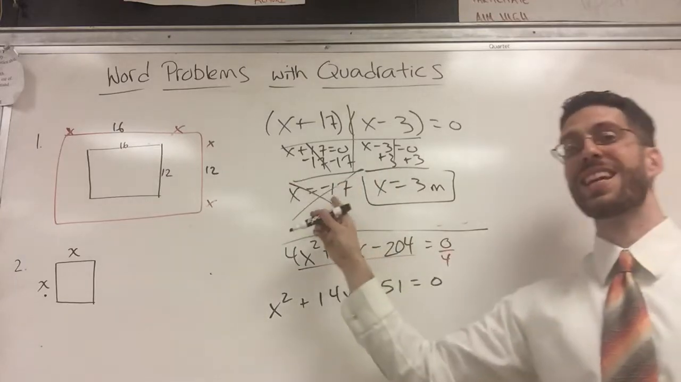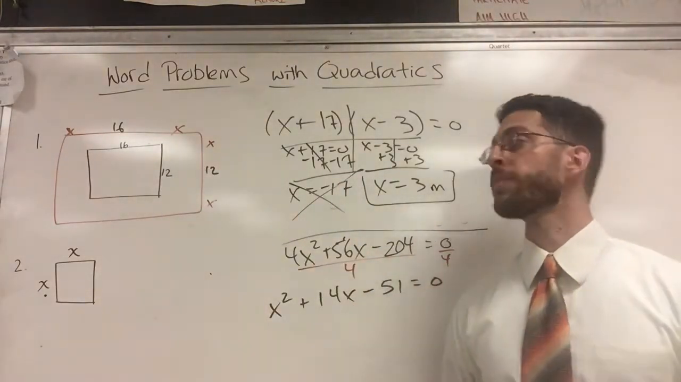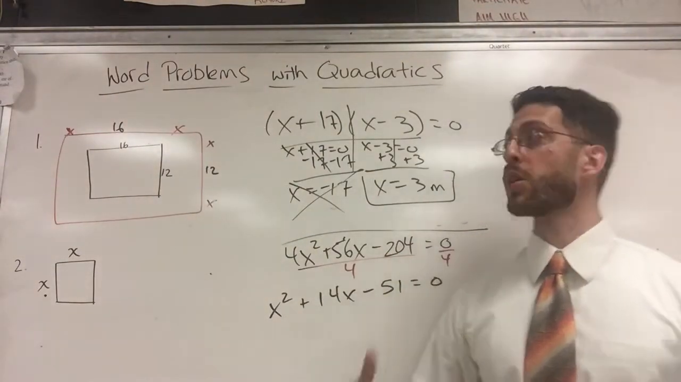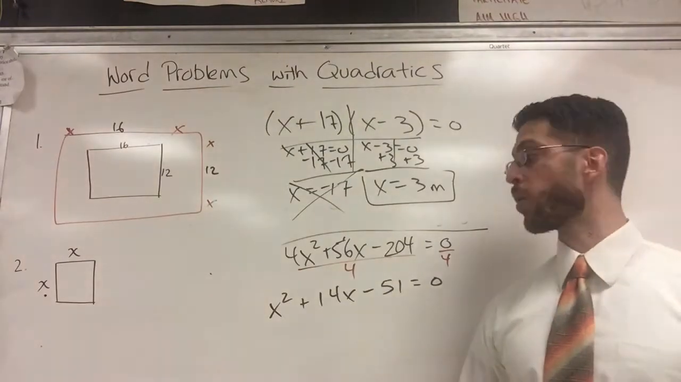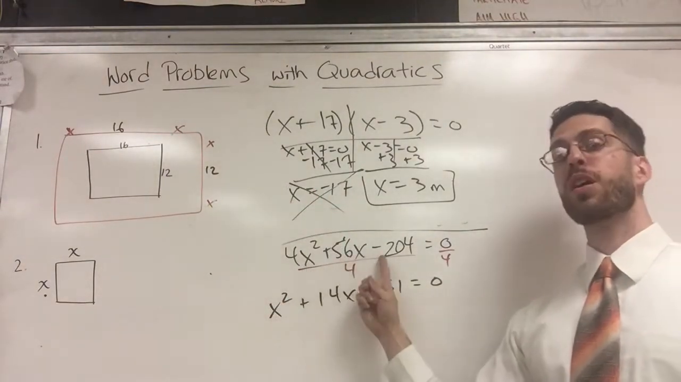You can't have negative length. You never saw a ruler with negative numbers on it. All right? So that's how you solve a Regents type question. Use what you know. What do you know? You know how to do FOIL. You know how to factor GCF.